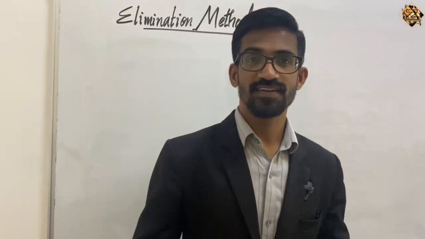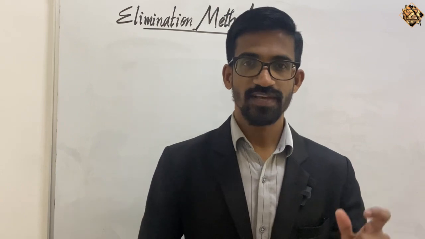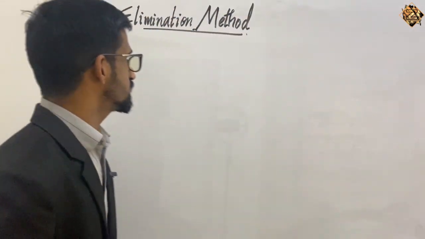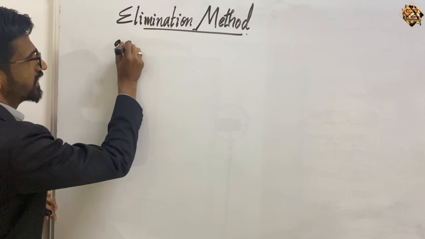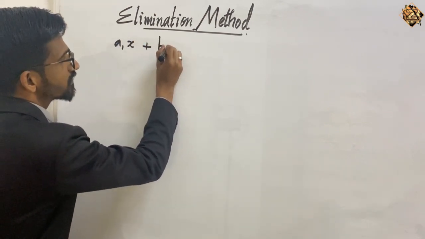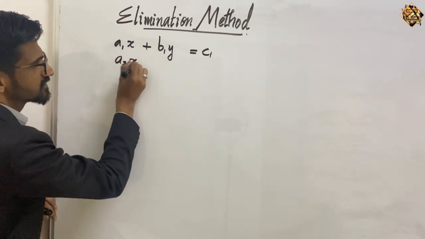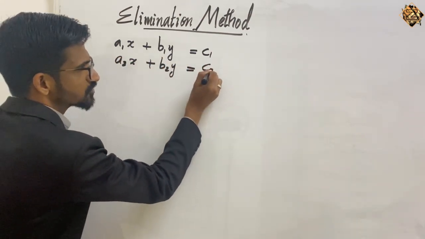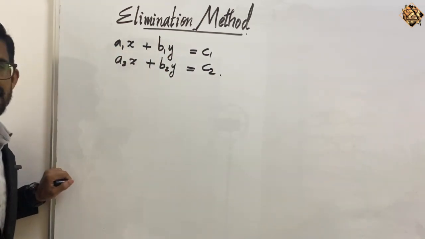Hi students, now we will discuss the next topic of this chapter, that is elimination method, solving pair of linear equations by using elimination method. This is a very easy and interesting topic. So for that we'll take general form of linear equations, that is a1x plus b1y equal to c1, a2x plus b2y equal to c2. Here we have pair of linear equations with variables x and y.